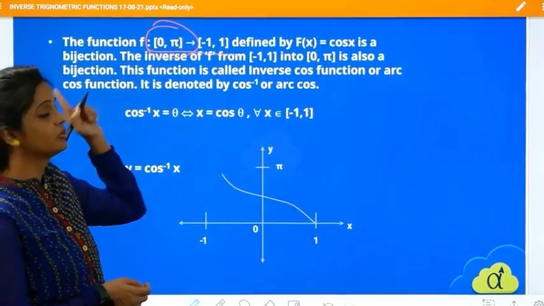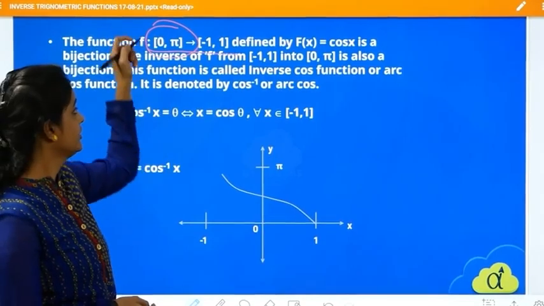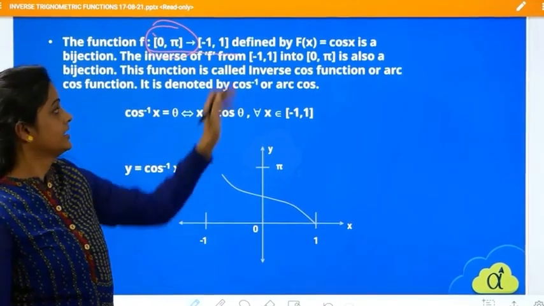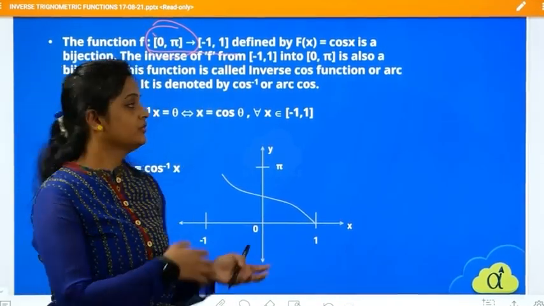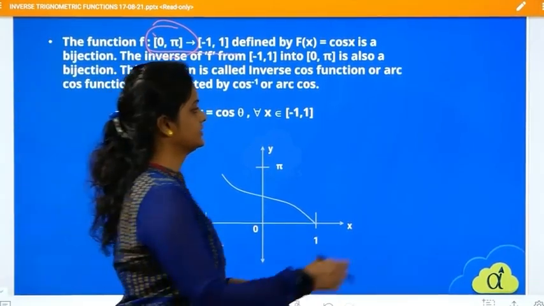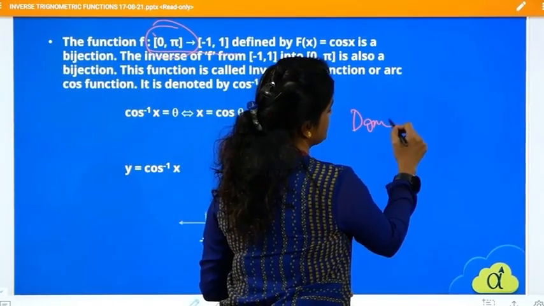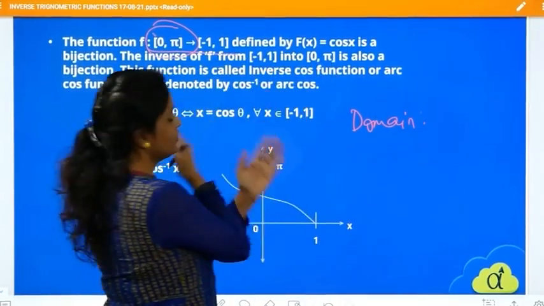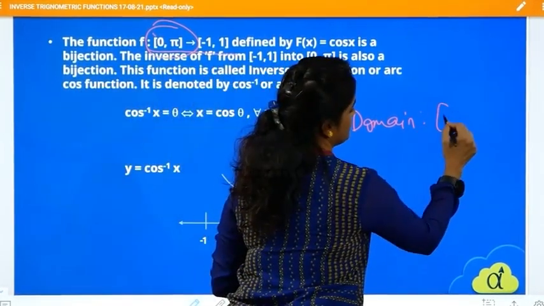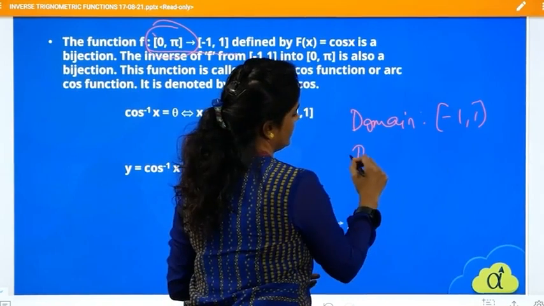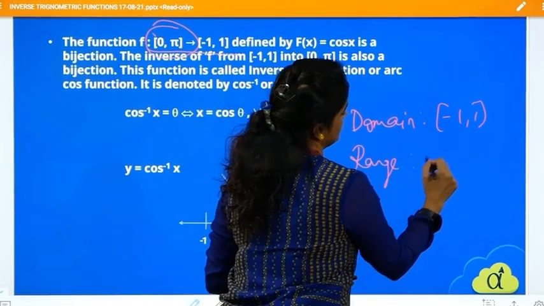Okay, when you are talking about F, angle will be the domain and range will be minus 1 to 1. So when you talk about F inverse, that is like this. Then the domain becomes, because we are going ulta, right? So domain becomes minus 1 to 1 and range is 0 to pi.